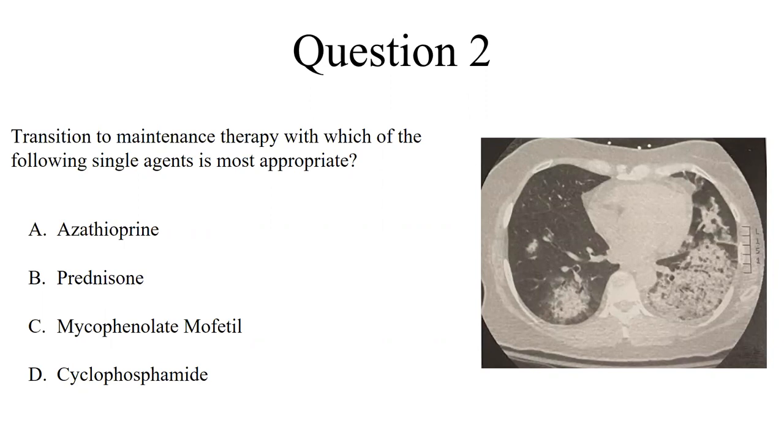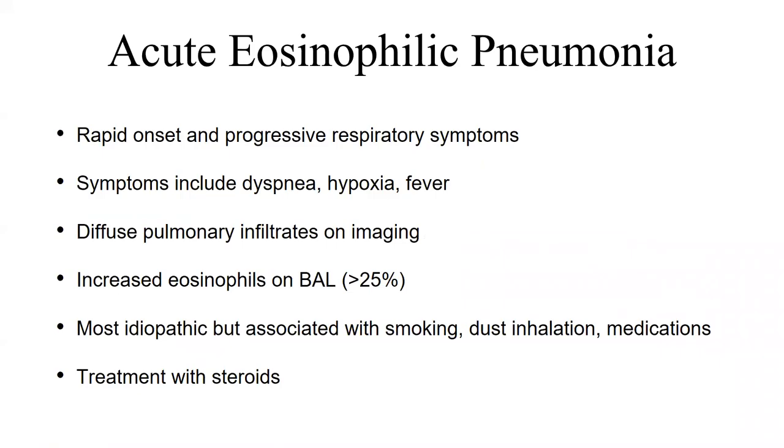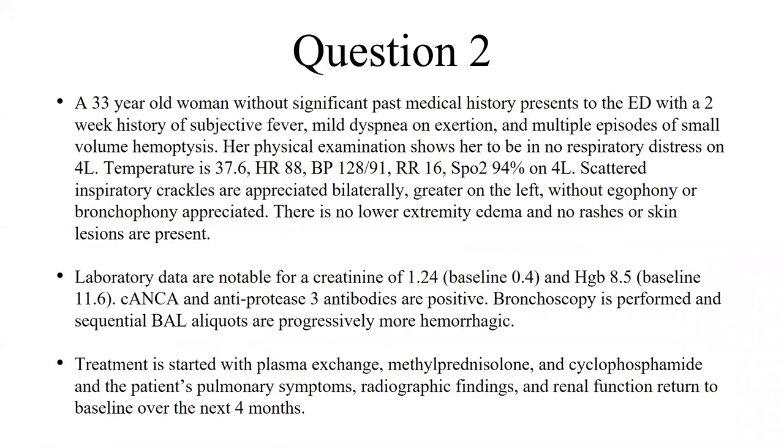So the answer for this one is A, actually. Let me go back to the slide because maybe that will help. In patients with EGPA, systemic steroids and cyclophosphamide can be used as induction therapy, right? So that patient was very severe and was already put on steroids and cyclophosphamide. Now, once remission is achieved, we know that her renal function went back to baseline, the respiratory symptoms have greatly improved, and the radiographic findings also have gotten better.